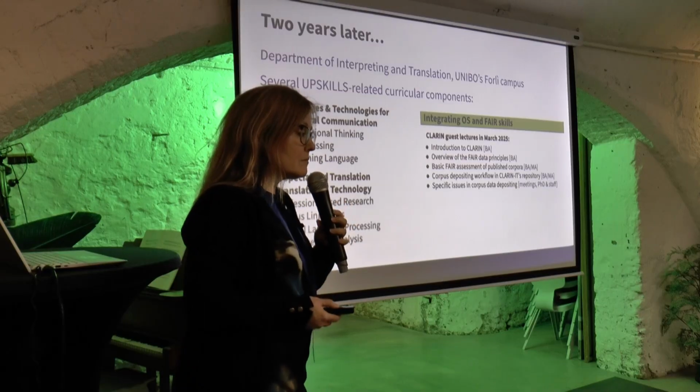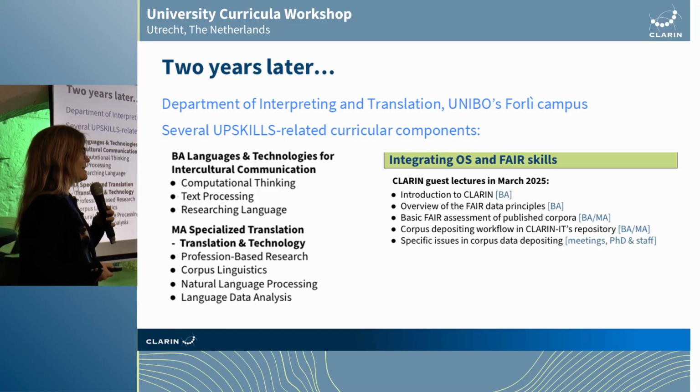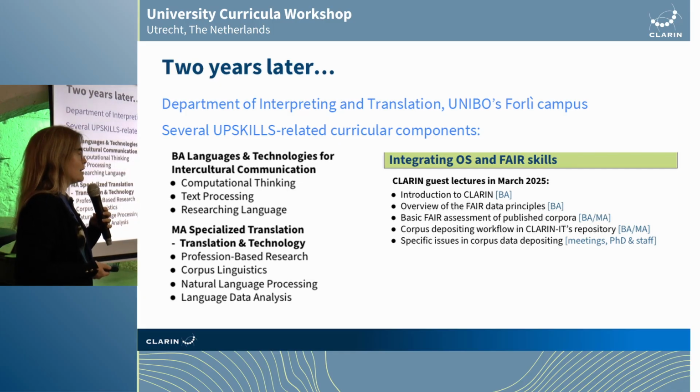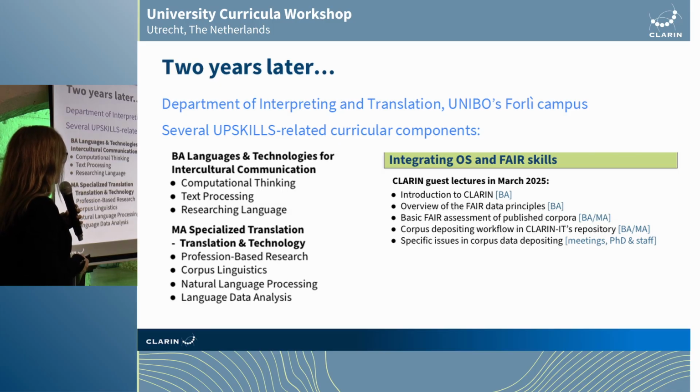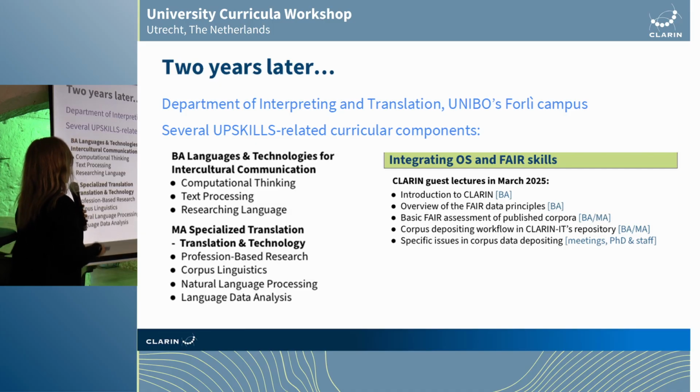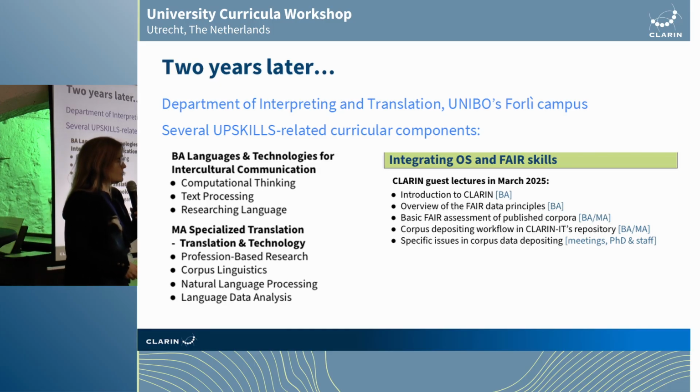And two years later, speaking about how time-consuming it is and how long it takes to convince your institutional directors to approve a change in the current curriculum, the University of Bologna managed to revise their curriculum and include several UPSKILLS-related curricular components. They developed a new BA on language and technologies for intercultural communication, where they teach computational thinking, text processing, and research language, and also an MA in specialized translation and technologies, where they have courses on corpus linguistics, natural language processing, and language data analysis. All these topics are very suitable for including CLARIN content.